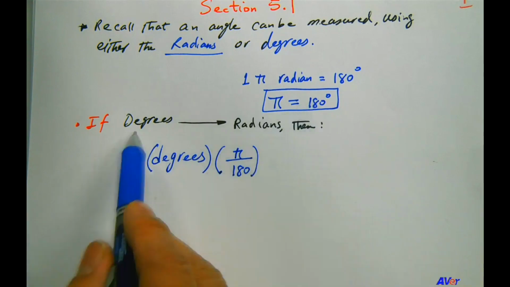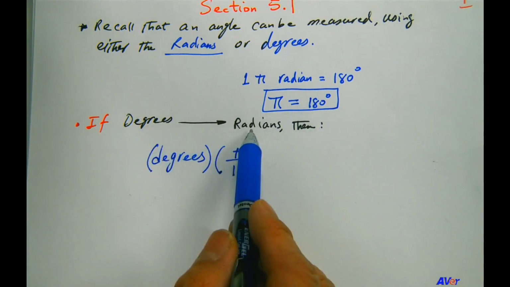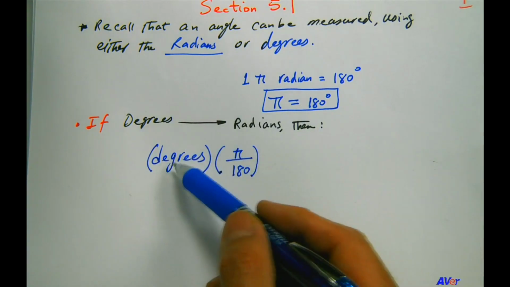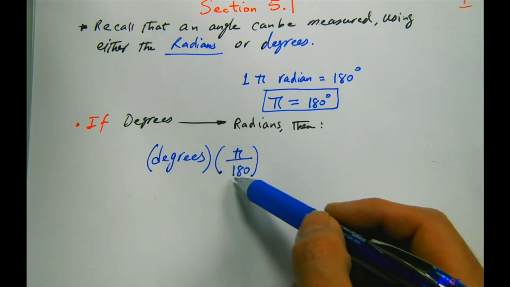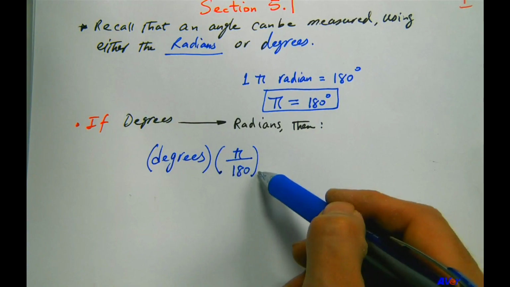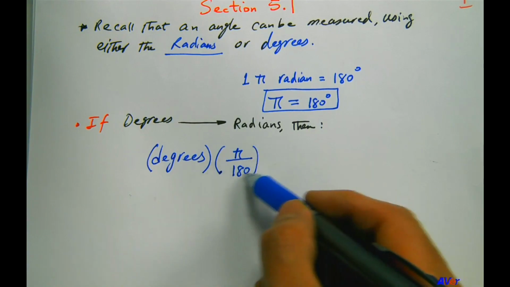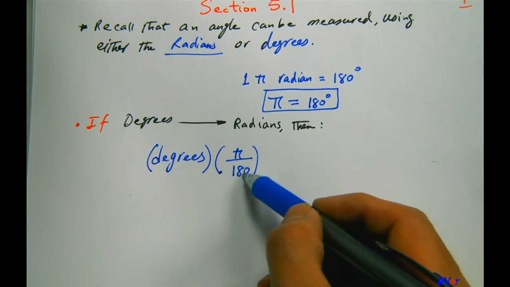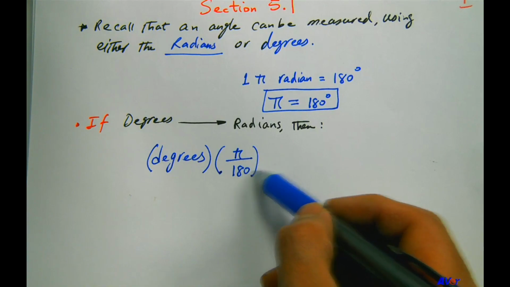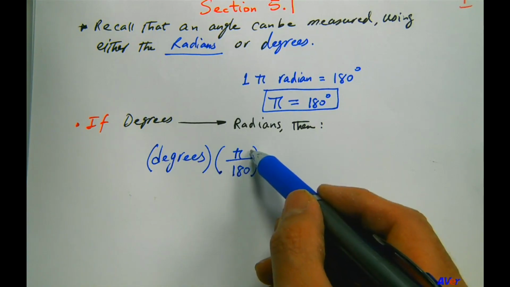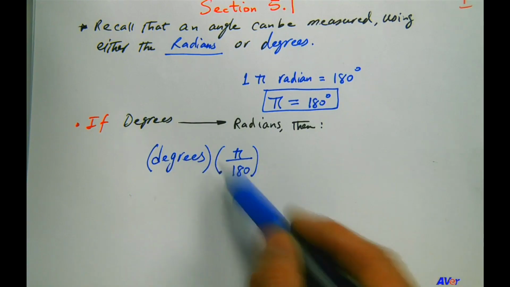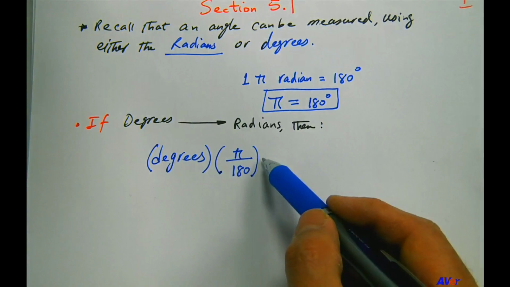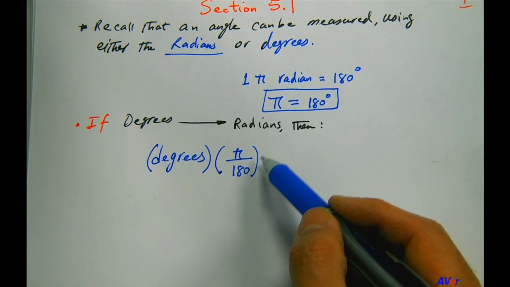So if we're going from degrees to radians, then we'll multiply the angle that has been given to us in degrees by pi over 180 degrees, right? The denominator here is in degrees and the numerator is in radians. So multiplying these two terms, it will cancel the degrees, and what we're left with is the measure of the angle in radians.